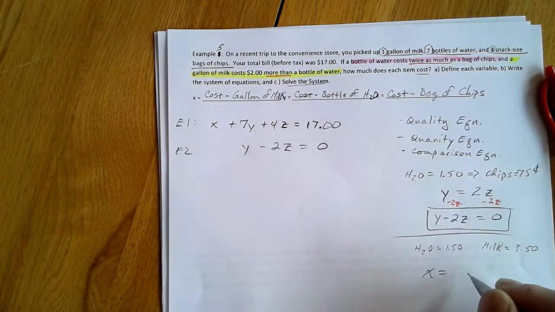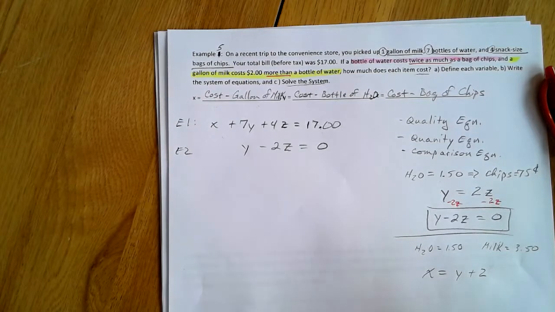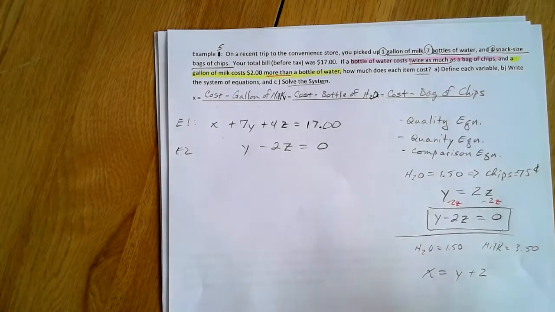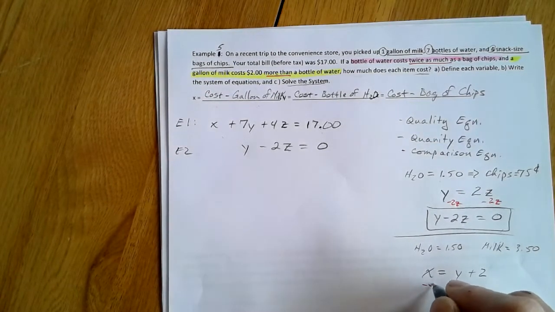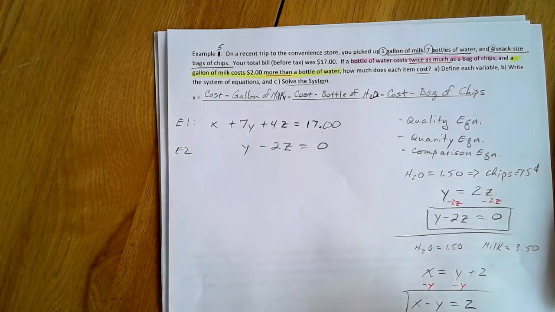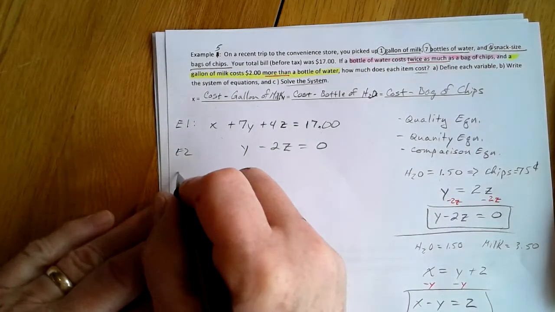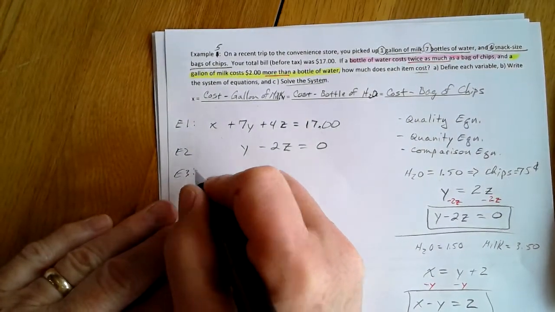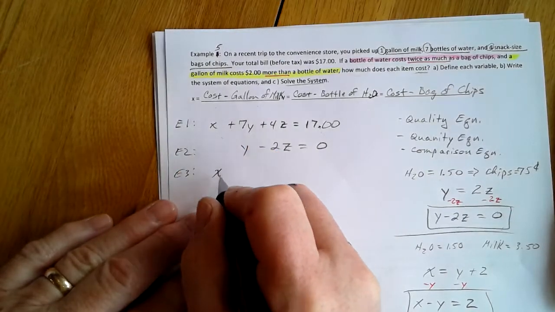Okay? So, again, I want to put it in standard form. So I subtract y from both sides, move it over. X minus y equals 2. Equation 3. X minus y equals 2. And we have our system.